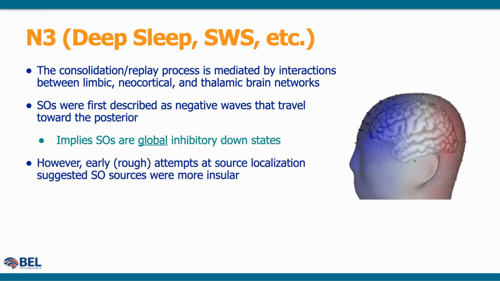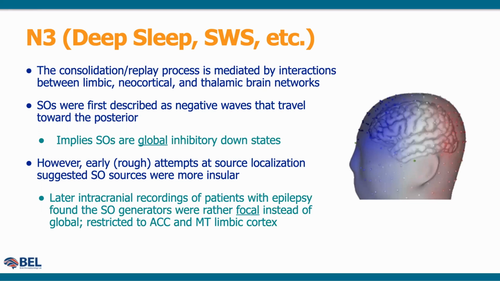However, rough and early attempts at source localization of these slow oscillations suggested that the source is more insular. And then later intracranial recordings of patients with epilepsy and also animal models showed that the generators were rather focal instead of global, and restricted to something like anterior cingulate cortex and medial temporal limbic cortex. Both of those results disagree with this very widely cited frontal posterior traveling wave theory.